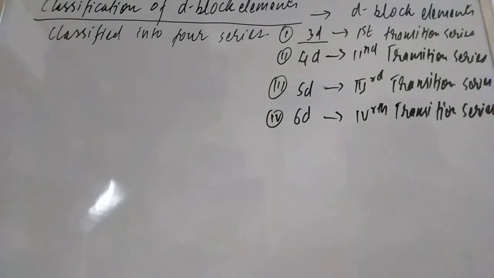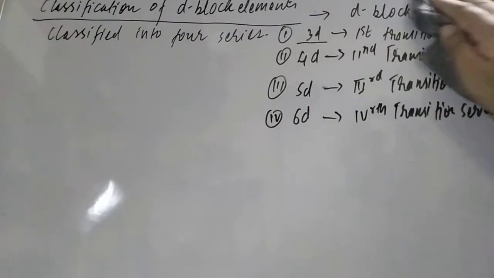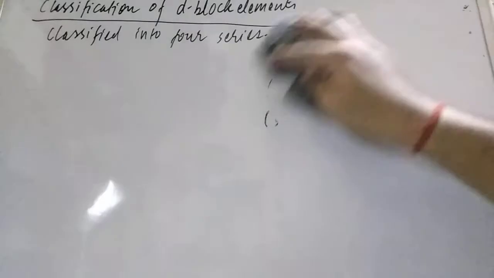Okay, now student, we are going to see the classification of the 3D series and 4D series. I told you, the 3D series is also known as the first transition series, the 4D series is known as the second transition series, the 5D is known as the third transition series, and the 6D elements are known as the fourth transition series.